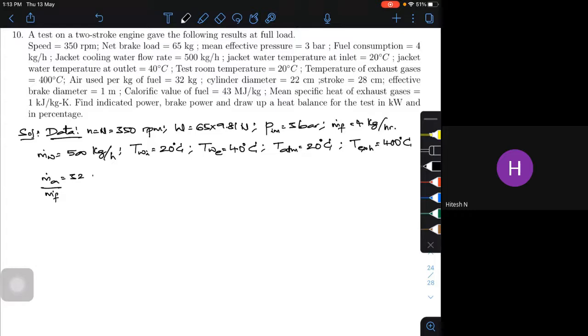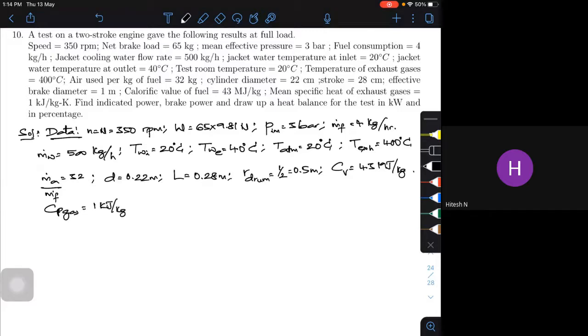Cylinder diameter is 22 centimeters, that is 0.22 meters. Stroke length is 28 centimeters, that is 0.28 meters. Brake drum diameter is 1 meter, so the radius of the drum, R drum, is 1 by 2, that is 0.5 meters. CV of the fuel is 43 megajoules per kg, and Cp of the exhaust gas is 1 kilojoule per kg Kelvin. So this is what they have given.